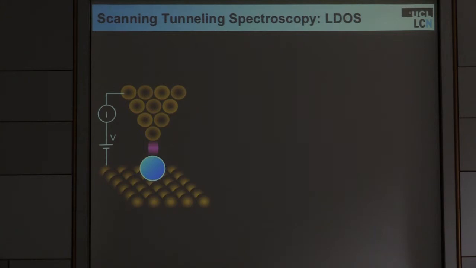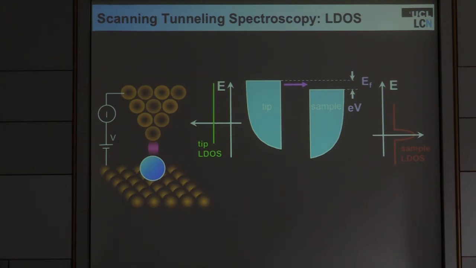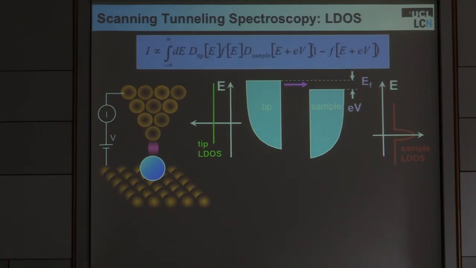How do we use this to pull out more detailed quantitative information other than just taking pretty pictures? What we do is we think about the tip and the sample as being two Fermi seas. They're both filled up to a certain energy, which is the Fermi energy, and when you apply a voltage, those two Fermi seas are offset from each other by V. And then if we think about the current that flows from one side to the other, you can describe it by this fairly simple integral.